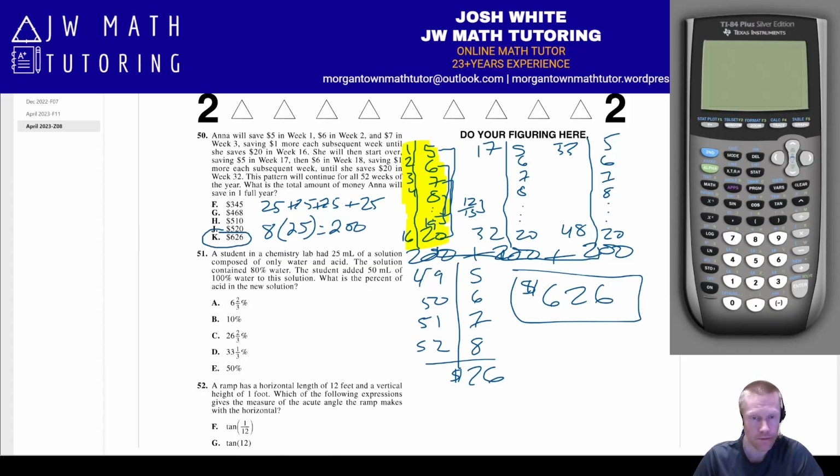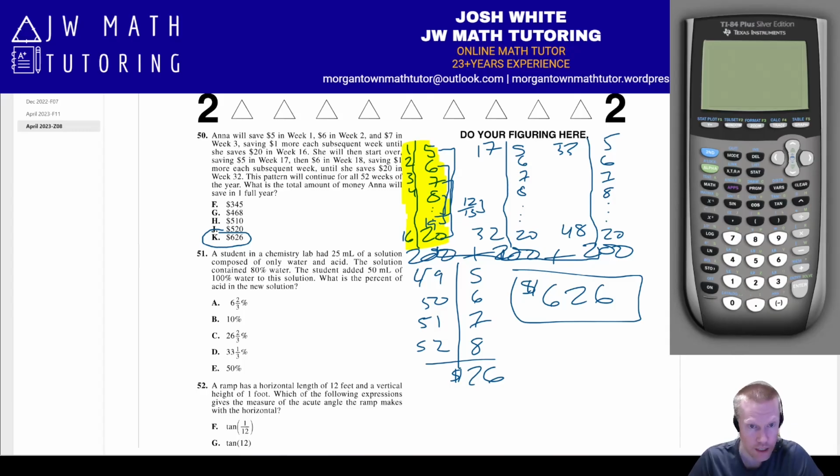Now, here is the shortcut formula that you may want to memorize, although this does not come up frequently. Like this specific formula comes up, at least from the released tests that I've seen, maybe once every 4 or 5 years. The shortcut formula is basically as follows, and this is to find the amount of money for an increasing arithmetic sequence.